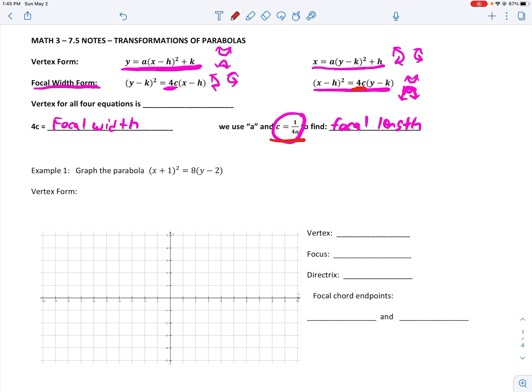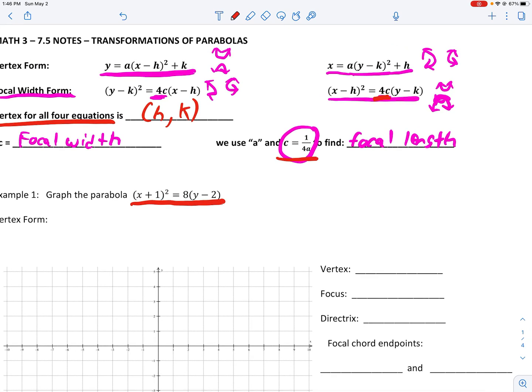So as I'm looking at example 1 here, this is in what we call focal width form. So what I'm saying is if you recognize that this is in focal width, it's easier to find 4c. But before I move on, I forgot a part. The vertex for all 4 equations is h, k. So think about that, right? Look at the signs. Minus h plus k. So opposite the same. That's what it's always been for parabola.